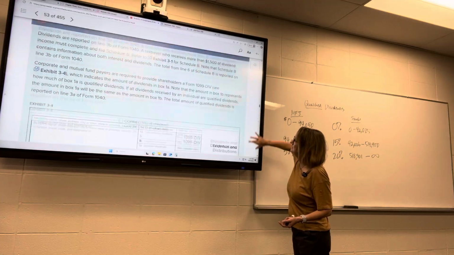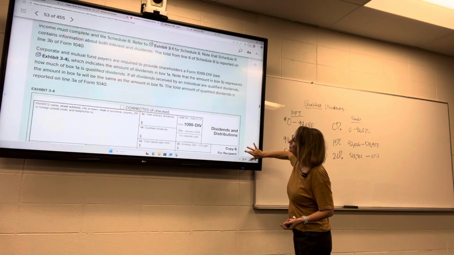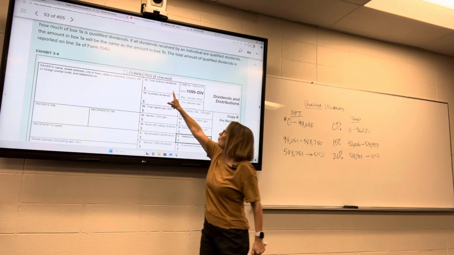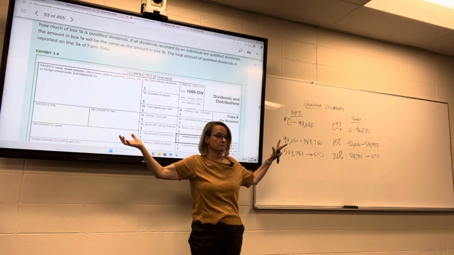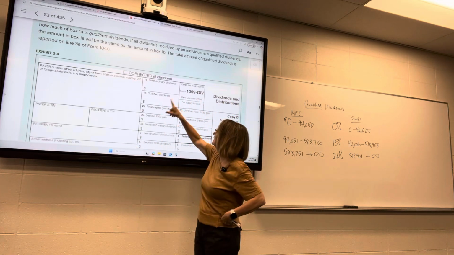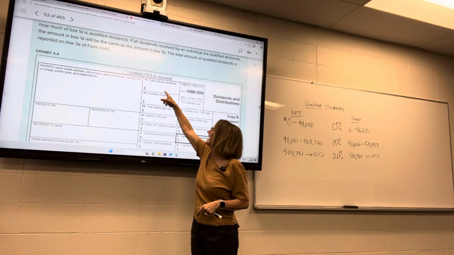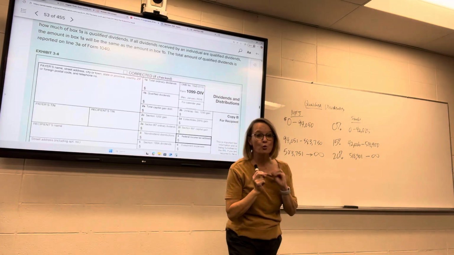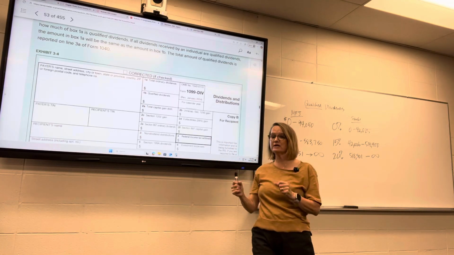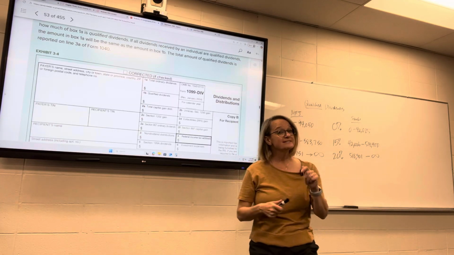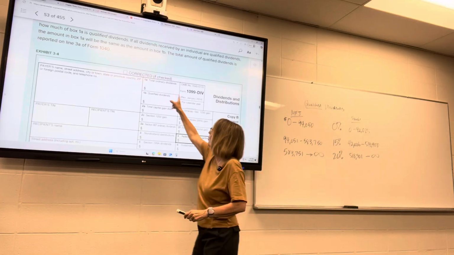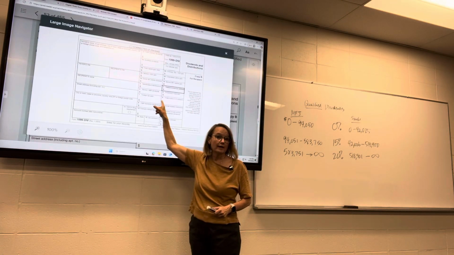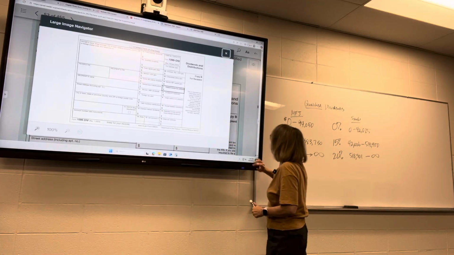Let me show you here. So this is a 1099-DIV. Box 1A, total dividends, all the dividends. 1B, qualified dividends. So of those total dividends, how much are qualified? The only ones that get special tax treatment are the qualified ones, the ones in this box right here. Okay? Those are the only ones.